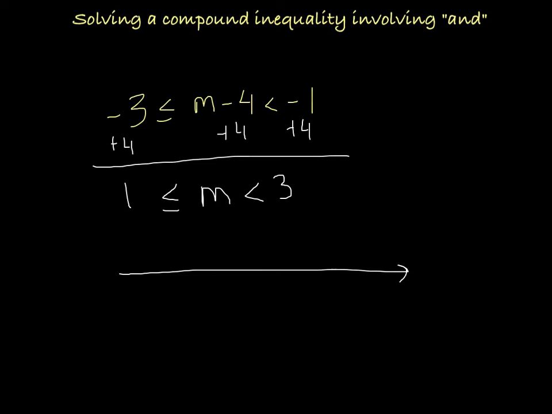Now we will graph this solution, so let's just do that quickly. All right, let's say this was 0, 1, 2, 3. The values that are greater than or equal to 1 get a closed dot on 1. Less than 3, so we've got an open circle on 3, and the values that make this a true statement are all values in between.